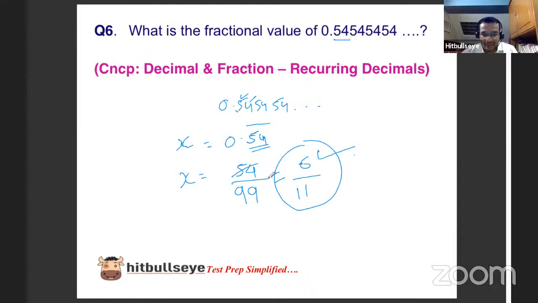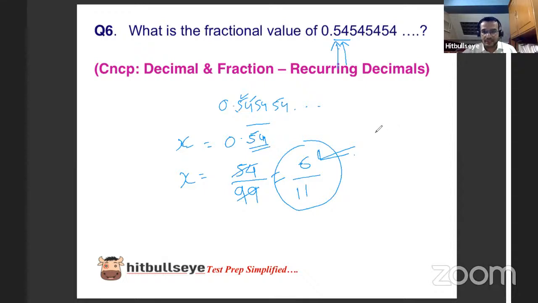54 I've written, divided by, in the denominator you write down the number of nines, the number of digits which are repeating. Over here there are 2 digits which are repeating again and again. I'll simply write down 9 that many times. That is all. And then I have to slash and see what is the minimum value I am getting. Can I slash it down further? Answer is no. So hence my answer is 6 by 11.